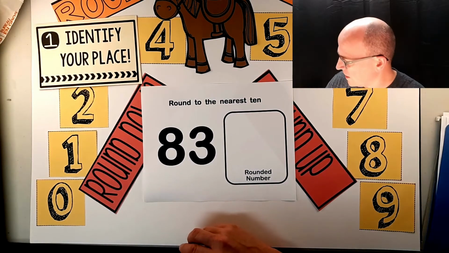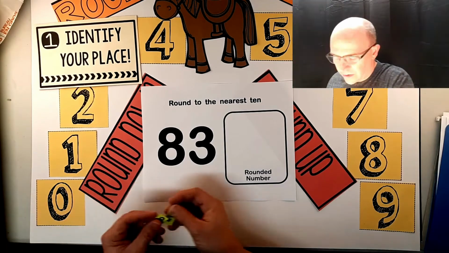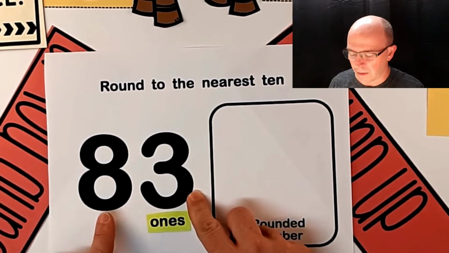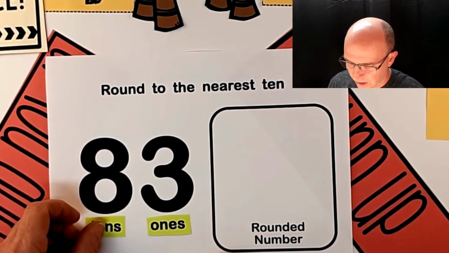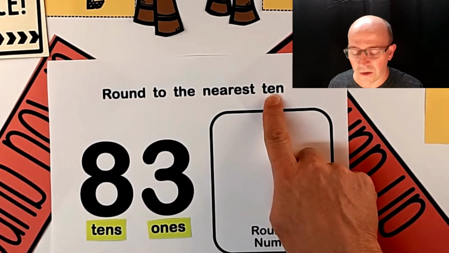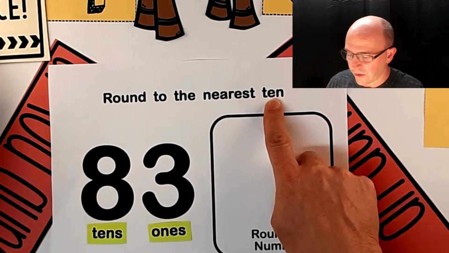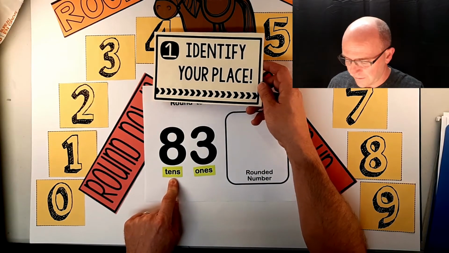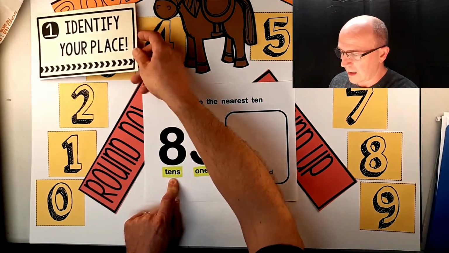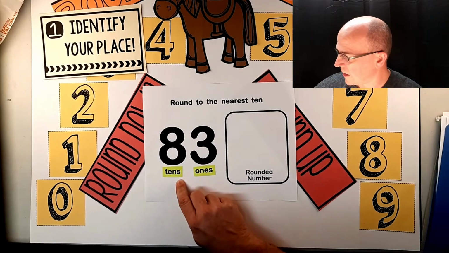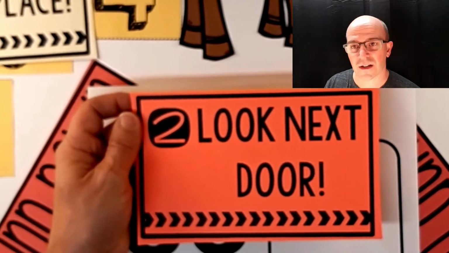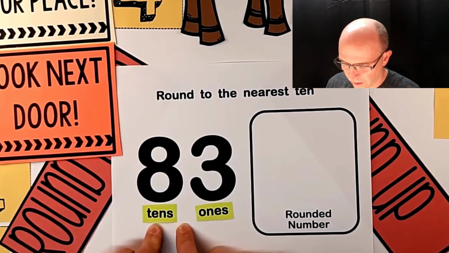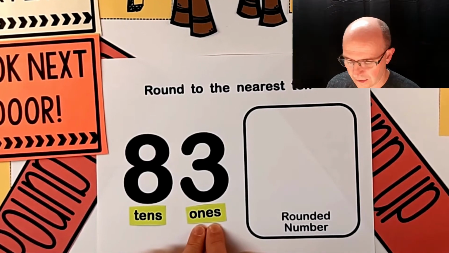And I have some labels here so that we can identify the place of our digits. This is the ones place. Remember, the one next to it is our tens place. The question said round to the nearest 10, so I need to identify my place. That means I need to find this digit. My 8 is in the tens column. My second step now is to look next door. So I'm going to look to the right of the tens column, over here at the ones.